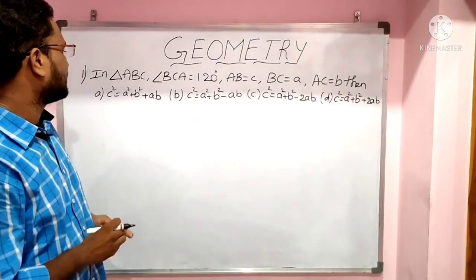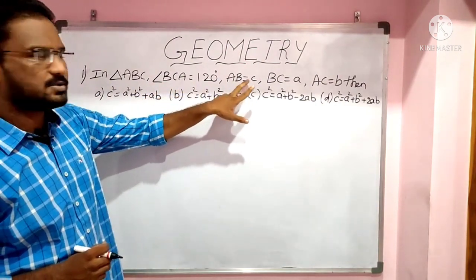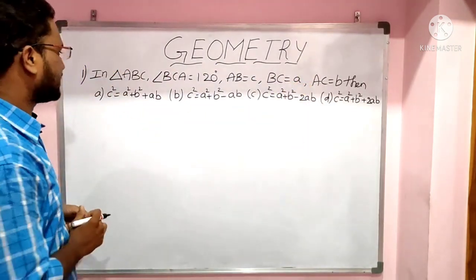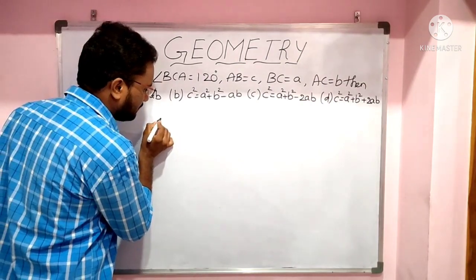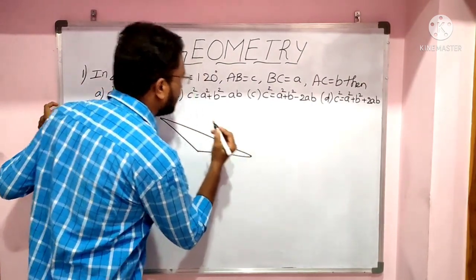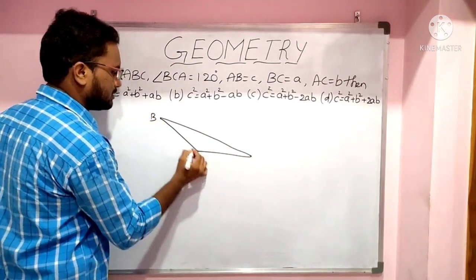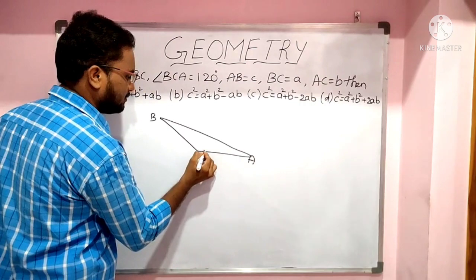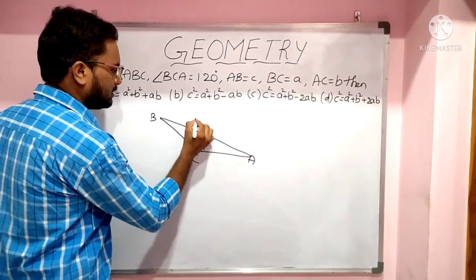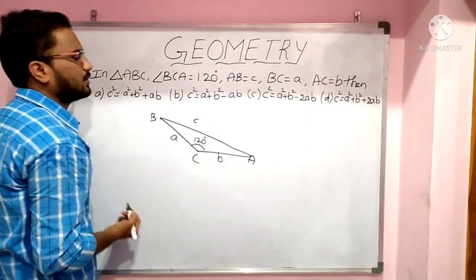So, first question: in triangle ABC, angle BCA equals 120 degrees, AB equals c, BC equals a, AC equals b. These are the options. First of all, we will draw the triangle. Here angle BCA is 120, so it is an obtuse-angled triangle. AB equals small c, BC equals small a, and AC equals small b.